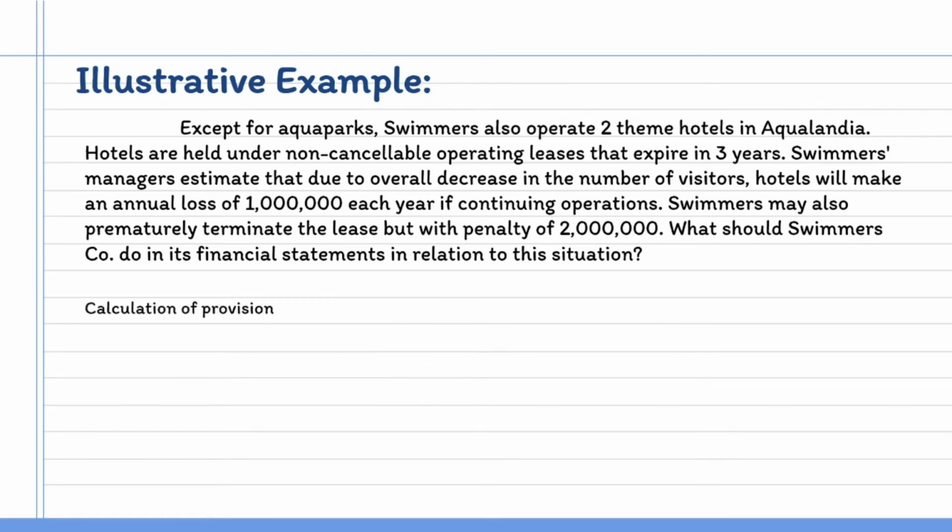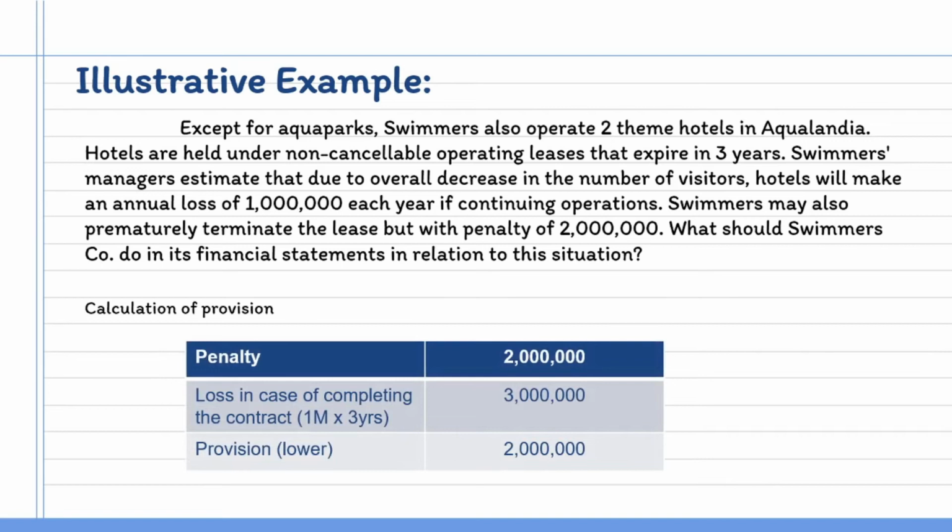How to calculate provision? Sabi kanina, yung mas mababa na amount sa penalty at sa kanyang net cost of fulfilling the contract. Ang penalty mo is given 2 million. Yung loss in case of completing the contract, sabi niya may annual loss ka na 1 million and dahil 3-year period, 1M times 3 years, 3 million. So, ang record mo is yung 2 million dahil yun yung mas mababa na amount.